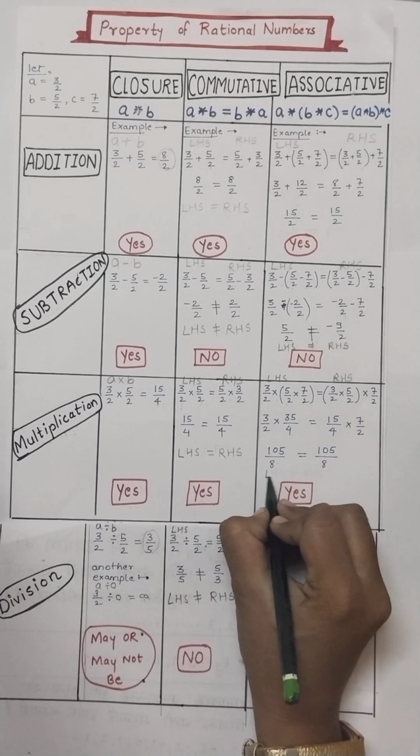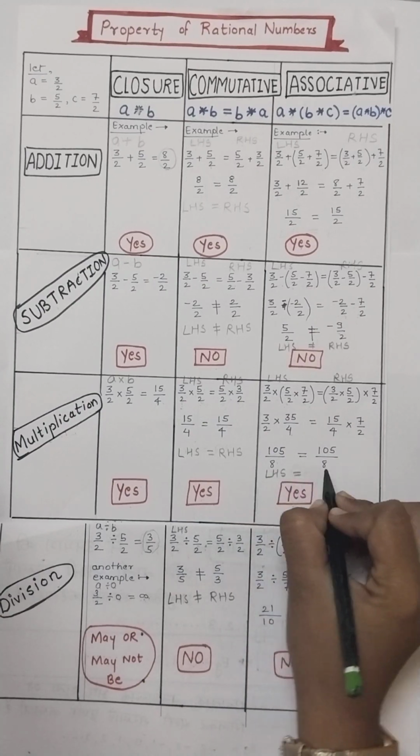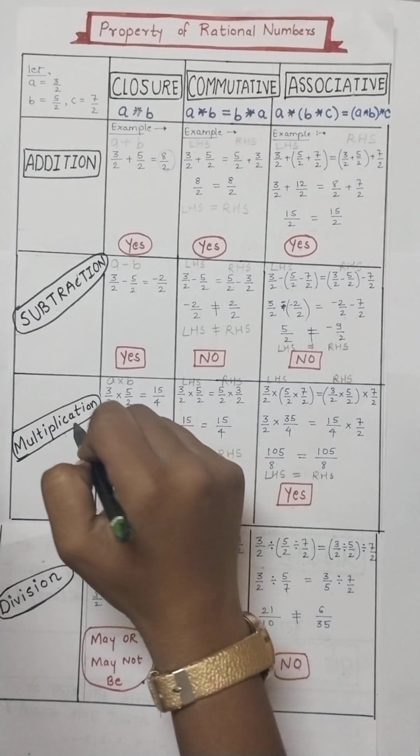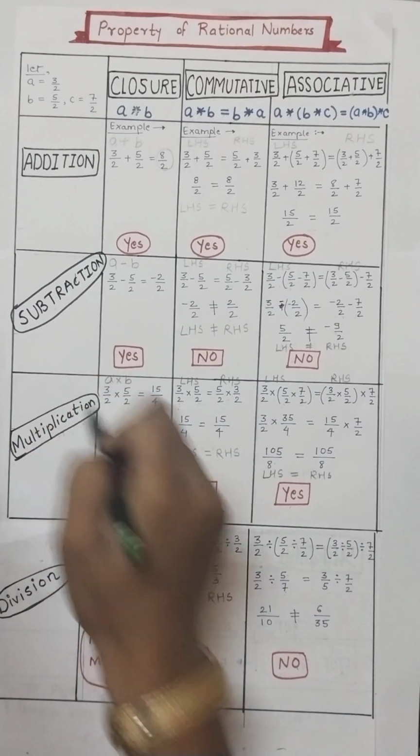So here LHS is clearly equal to RHS. So we say that yes, our rational number follows associative property with multiplication.